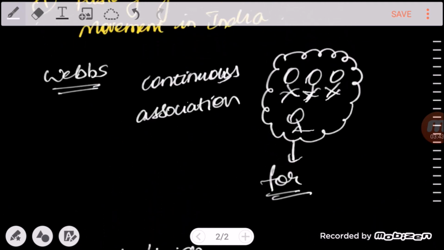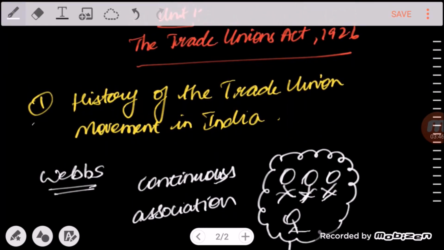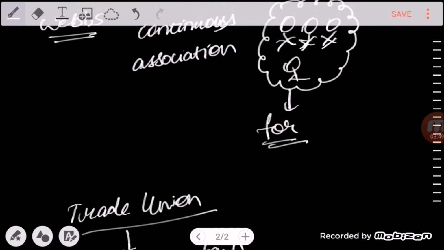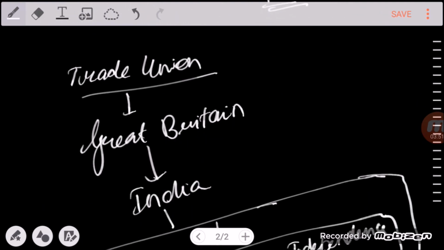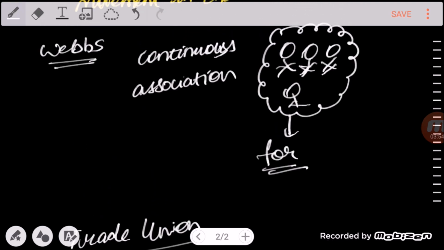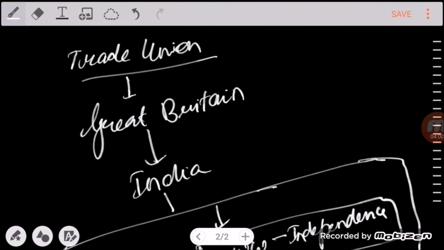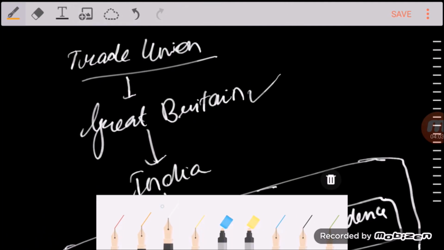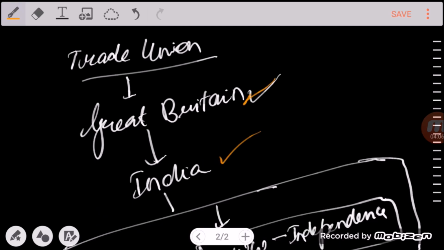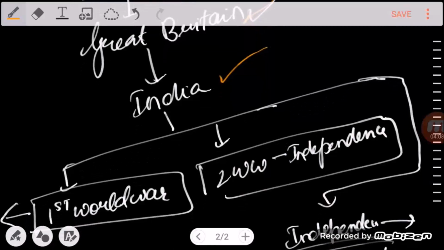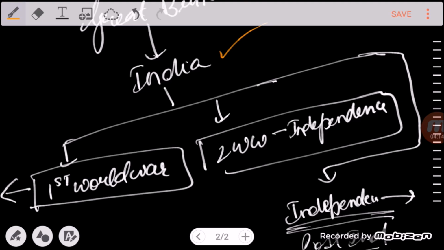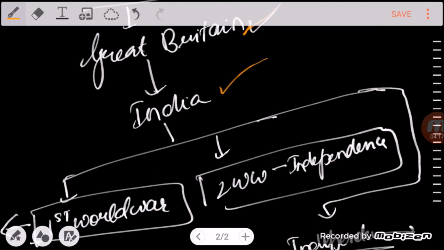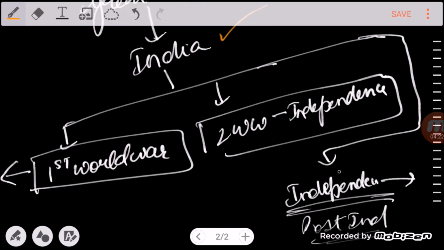So to summarize, the history of the trade union movement in India. A trade union is a continuous association of wage earners for maintaining or improving their lives. In simple words, it began in Great Britain, and from there it came to India, where we divide it into three parts: the period before the First World War, the period between the two world wars up to independence, and the third part is post-independence.